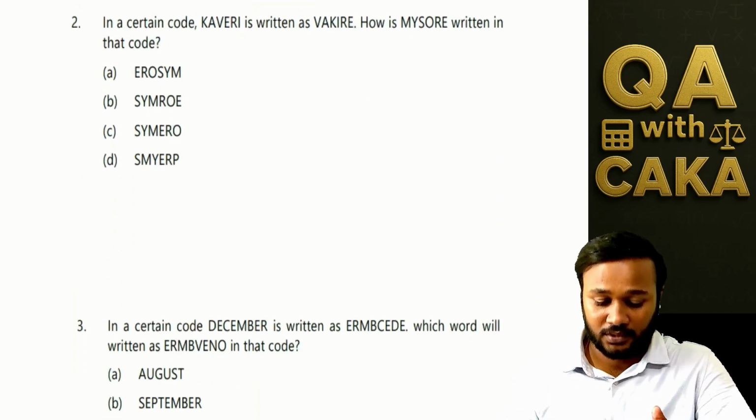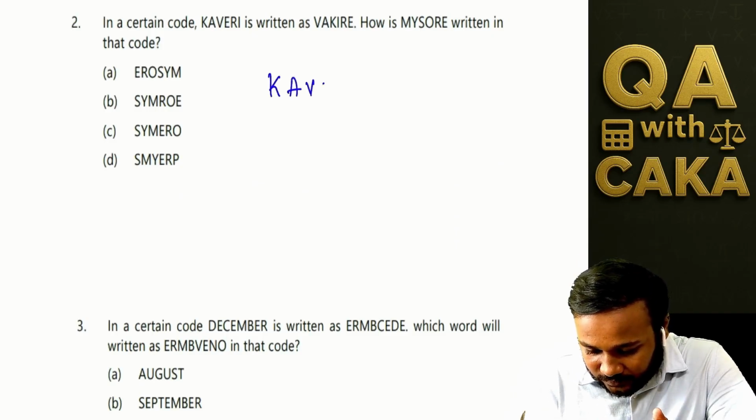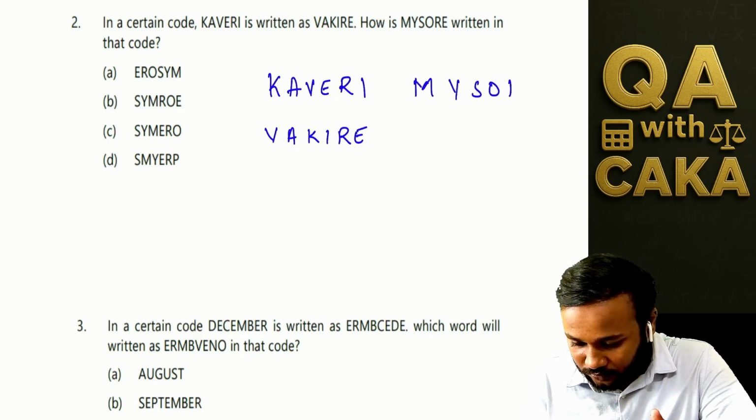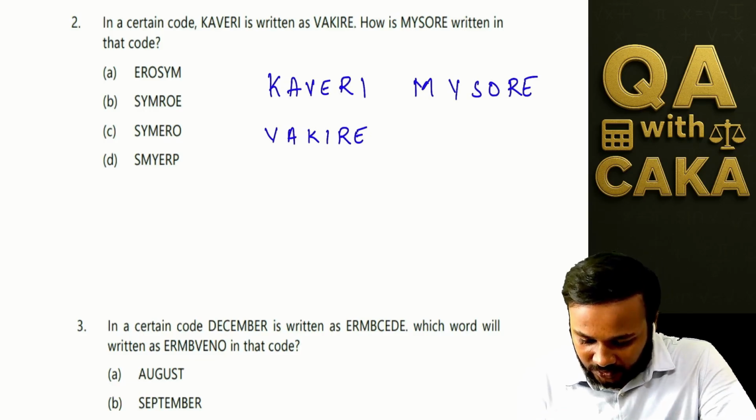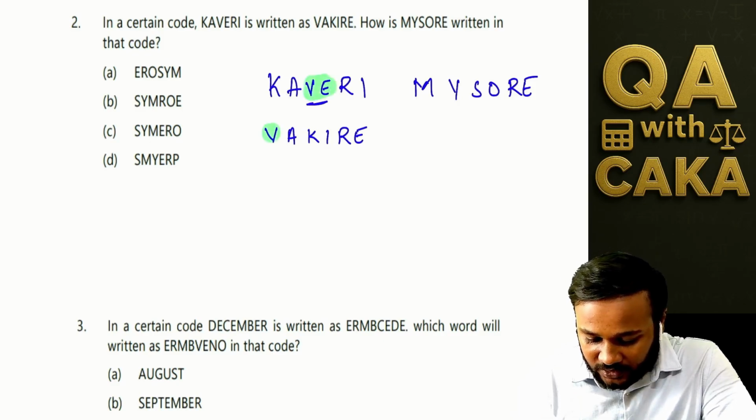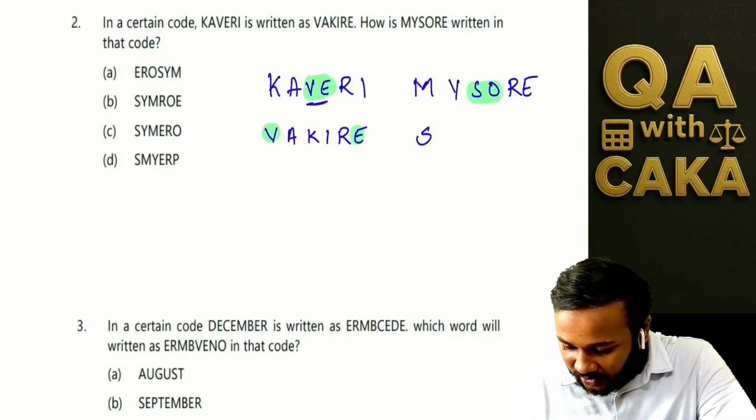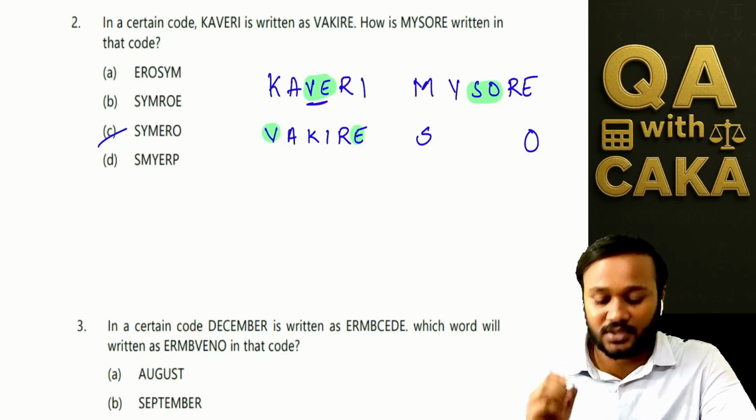Your second question. In a certain code, Kaveri is written as, let's write this. And how is Mysore written in? So if you're looking at Kaveri and Vakiri, if you see that the center part, the VE is at the end part. If you apply the same thing, it should be S at the starting and end with O. So which is the option starting with S and ending with O? That is your answer. Let's cross check now.